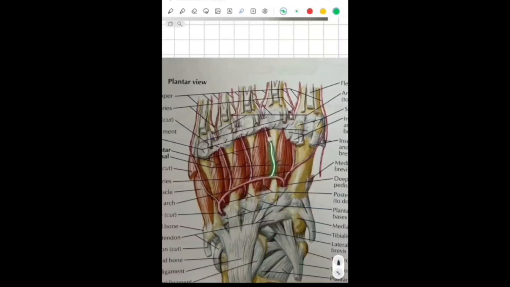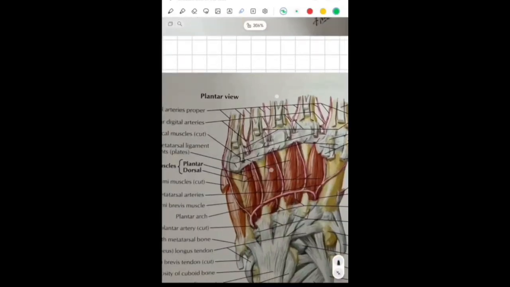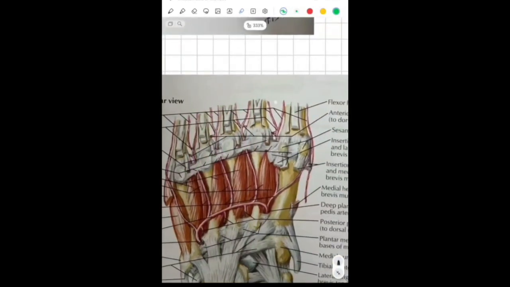We also have branches that supply the metatarsals. It is supplying the lateral side of the little toe, and they also form the common plantar digital arteries. As we can see, those common plantar digital arteries will divide so they can supply the sides of the toes, as you can see. And also, the medial side of the big toe is also supplied by this plantar arch.